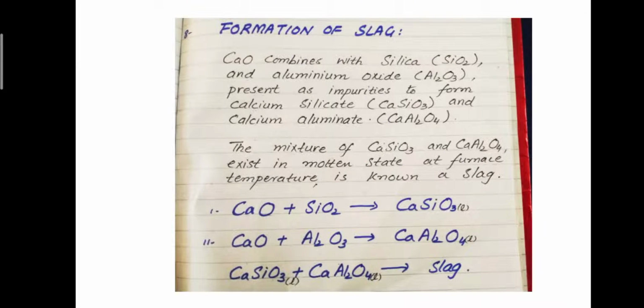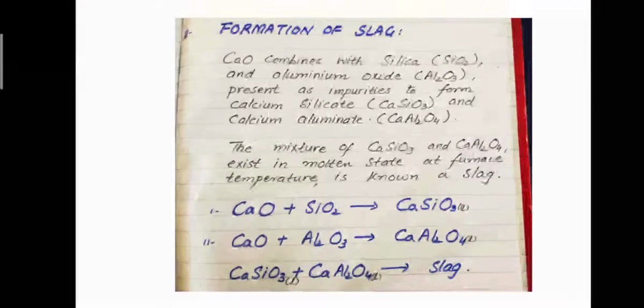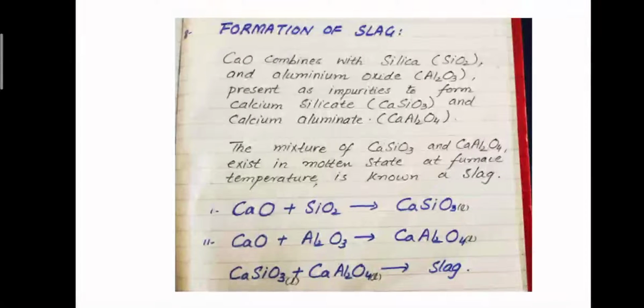Step 8. Formation of slag. Calcium oxide combines with silica, that is SiO2, and aluminum oxide, that is Al2O3, present as impurities, to form calcium silicate, that is CaSiO3, and calcium aluminate, that is CaAl2O4. The mixture of calcium silicate and calcium aluminate exists in a molten state at furnace temperature and is known as slag.